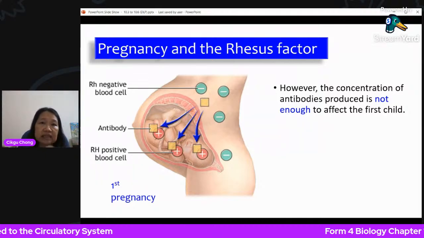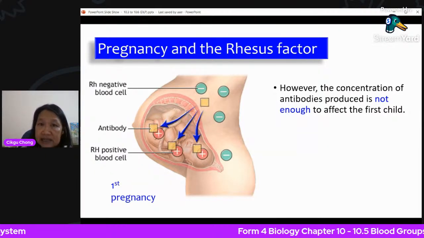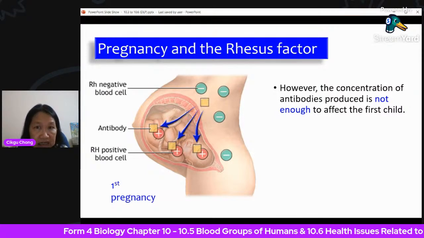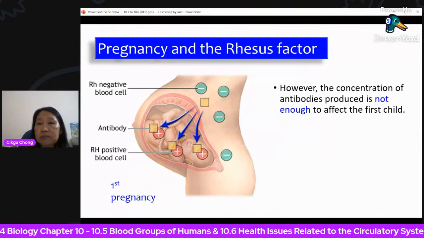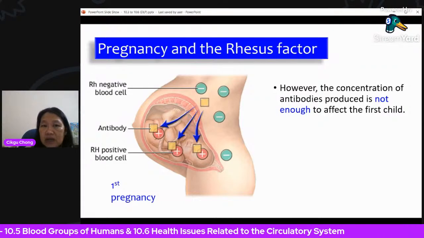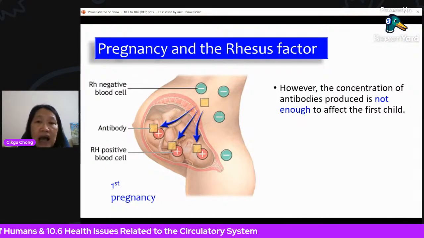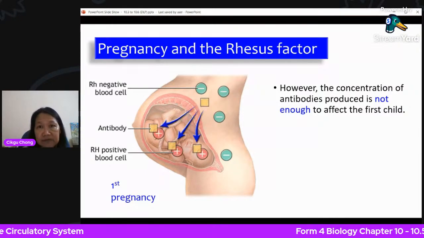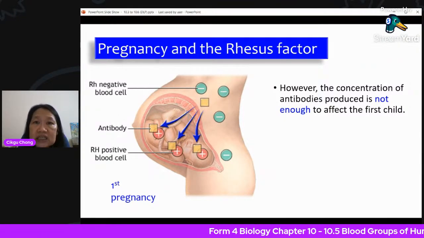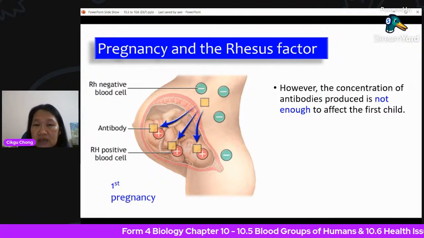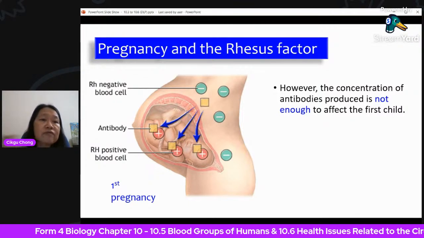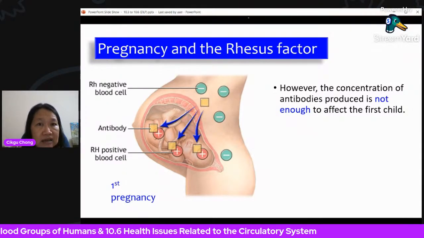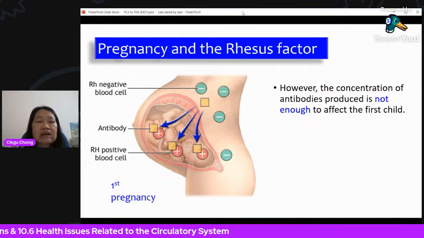Once it's delivered, the placenta will be taken out, the umbilical cord is cut, right? There's no way this antibody that is going to be produced later will find its way back into the baby because the baby has been taken out. So the baby is not harmed in any way, even though the mother is now making the antibody, because the baby has been delivered. What the baby did was just to trigger the mother to produce the antibody, but it didn't come in. It did not affect the baby. So the first child is safe. The first child didn't die, no complications. The first child is okay.